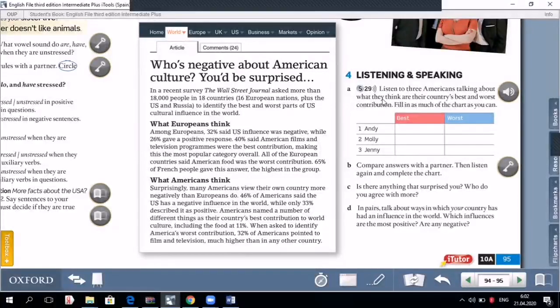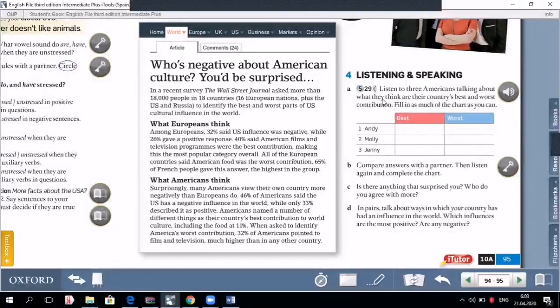What do Europeans think? Among Europeans, 32% said US influence was negative, while 26% gave a positive response. 40% said American films and television programs were the best contribution, making this the most popular category overall. All of the European countries said American food was a contribution. 65% of French people gave this answer, the highest in the group. This is the thought of Europeans.